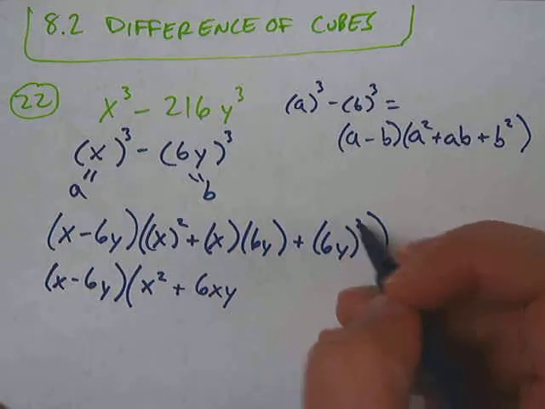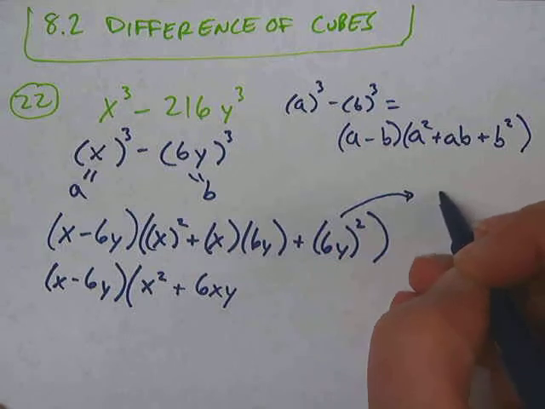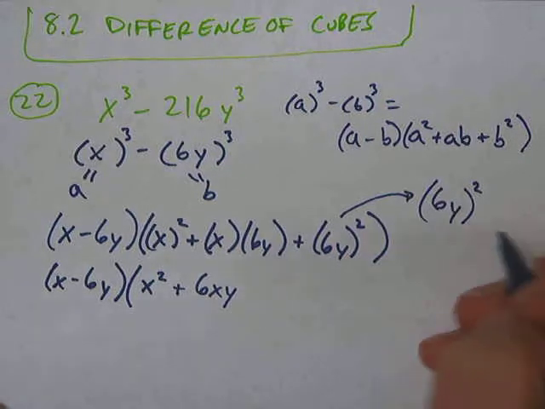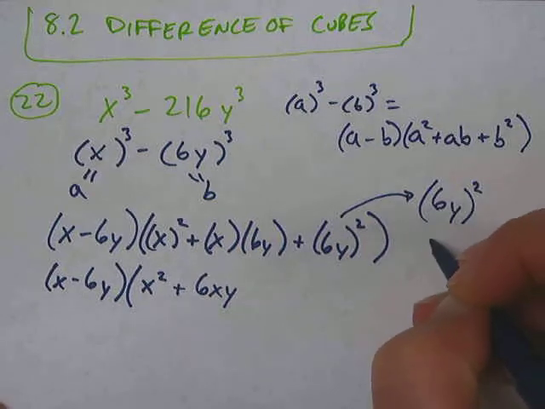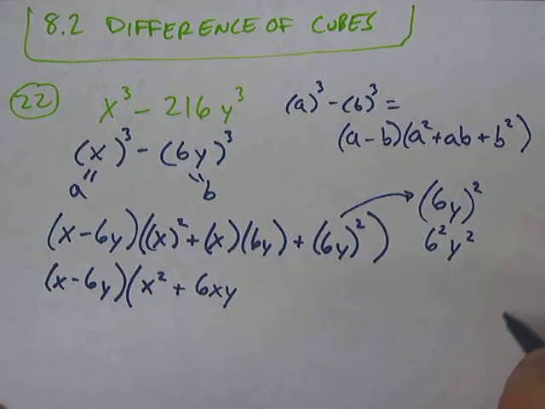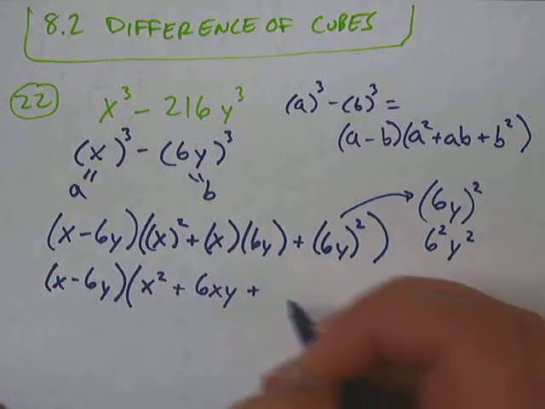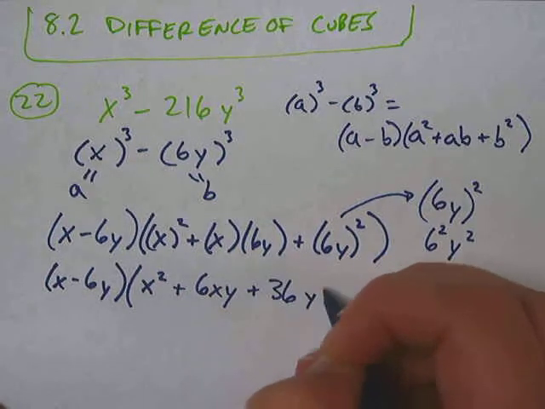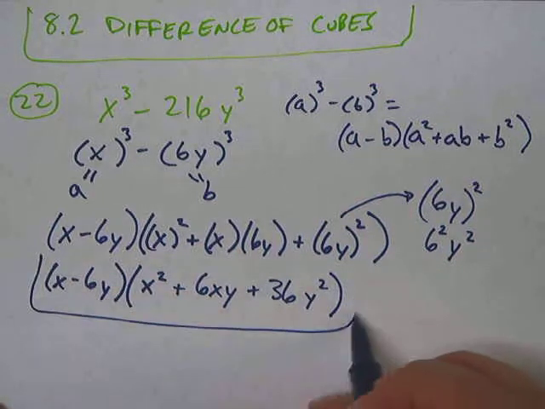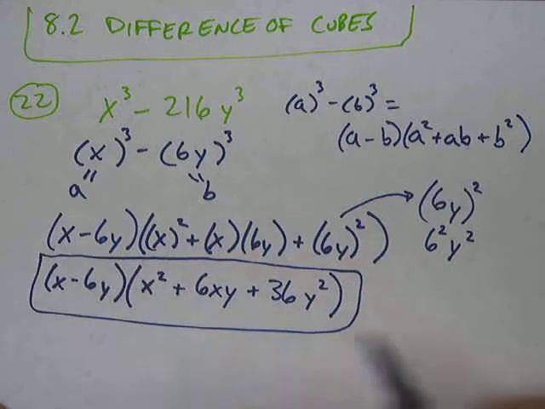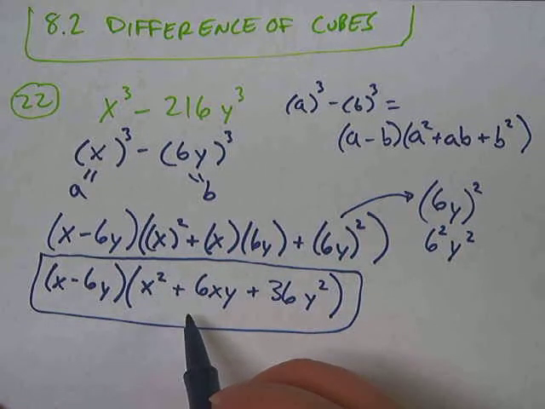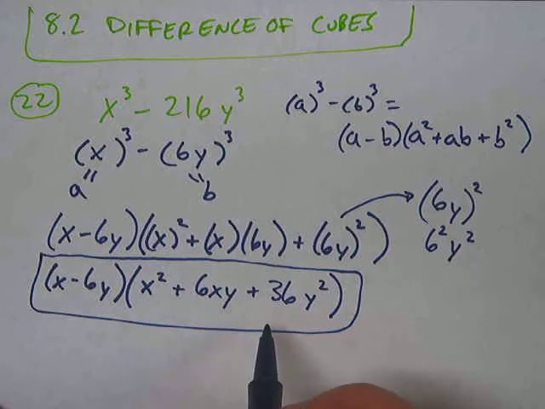Then for this term here, 6y all to the second power. We just have to distribute the squared. So this becomes 6 squared times y squared. And 6 squared is 36. So this is 36y squared. So here is our final answer. X minus 6y times x squared plus 6xy plus 36y squared.